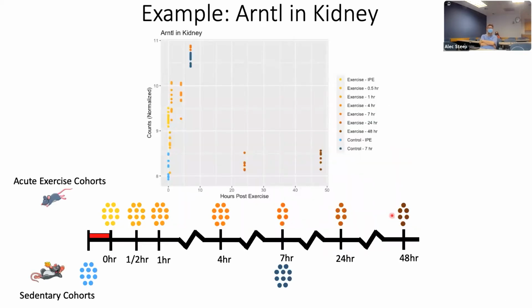So let's look at an example of what this study was originally trying to do, measure the acute exercise response. This is a gene in kidney called Arnt.